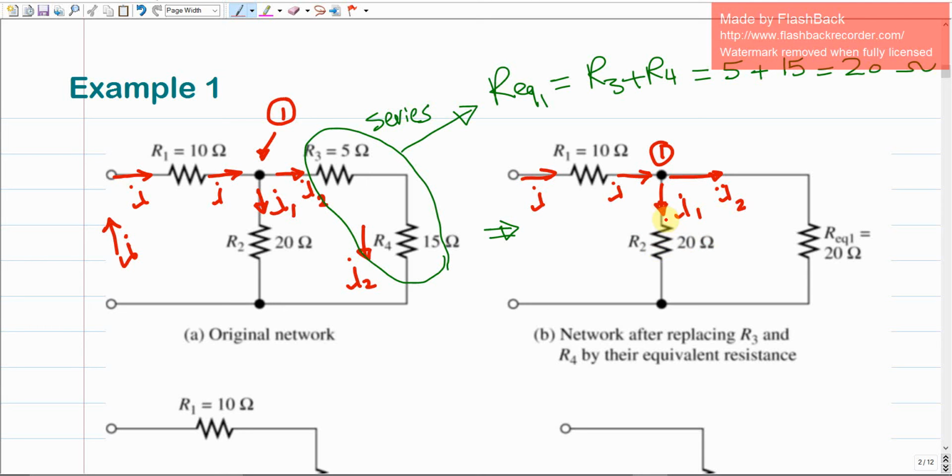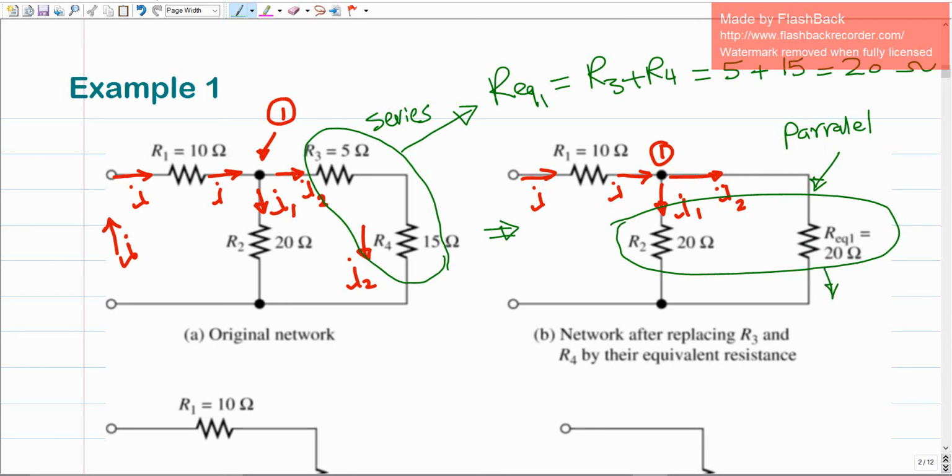Why parallel? Because, as you can see, the current has been divided, has been split over two resistors. So it means that these two resistors, definitely they should be parallel resistors. So what does it mean? It means that it is fine if we decide to combine both of them, but we have to apply the relation between two parallel resistors.